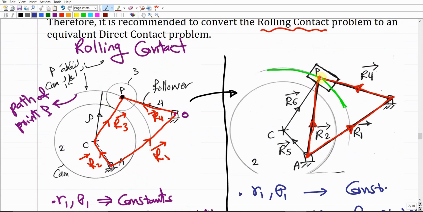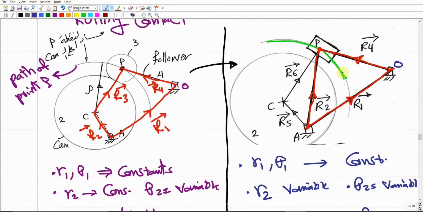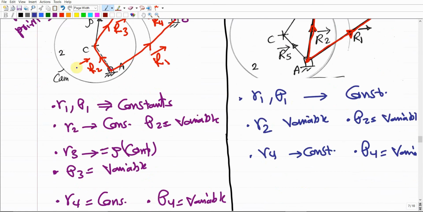As we discussed before, this point B is going to be a fixed point with respect to the follower, but it's going to be a changeable point with respect to the cam, right? It means that the distance between O and B is a fixed distance with respect to the follower, which is R4. It means that R4 is constant, but theta 4 definitely is going to be variable. Why? Because this follower is going to rotate. As you can see, we end up here with a position vector with both r and theta, both are variables.